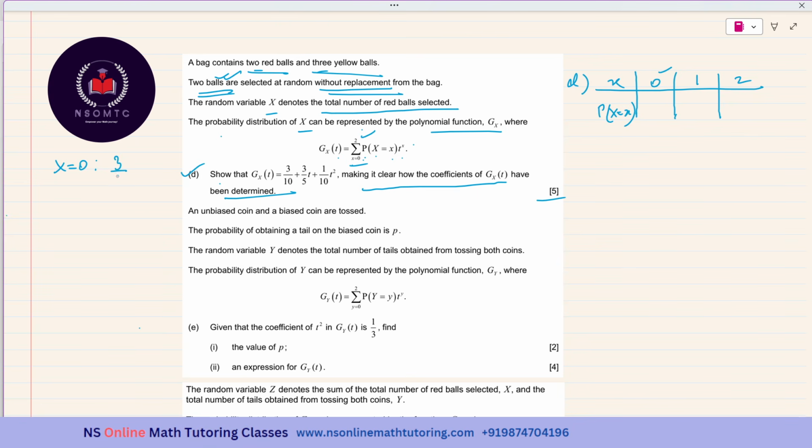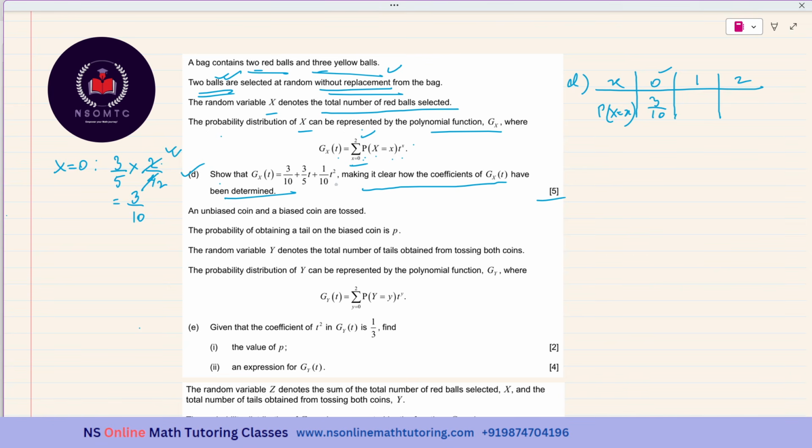3 over 5 first yellow ball and without replacement. So for the second, there will be 2 yellow balls remaining and total will be 4 balls. Out of those 4 balls, 2 are yellow, so it is 2 over 4. And I can cancel these 2 and I get the value as 3 over 10. Okay. So this is 3 over 10. You have to show these also.